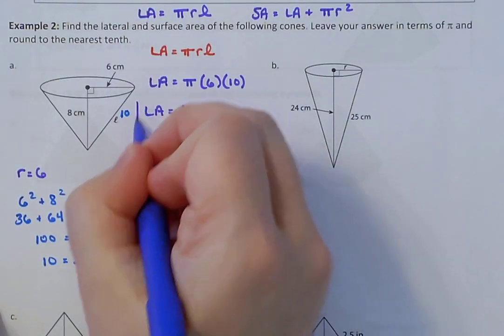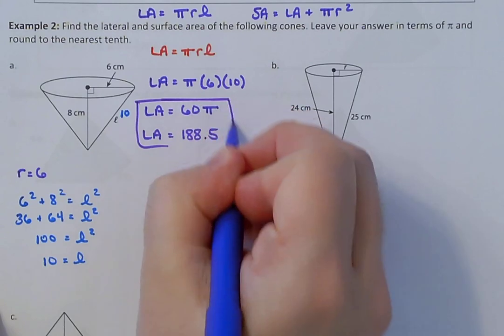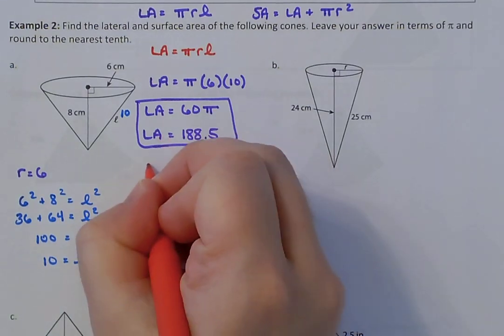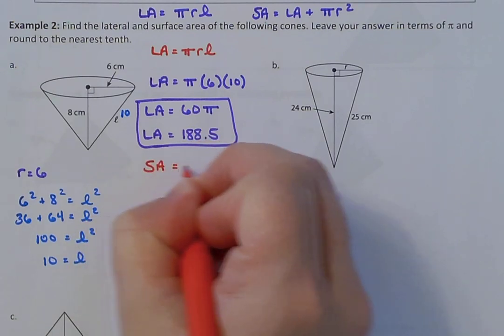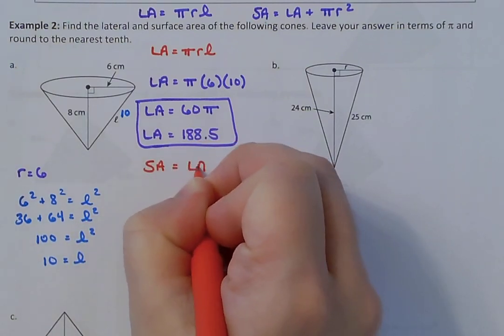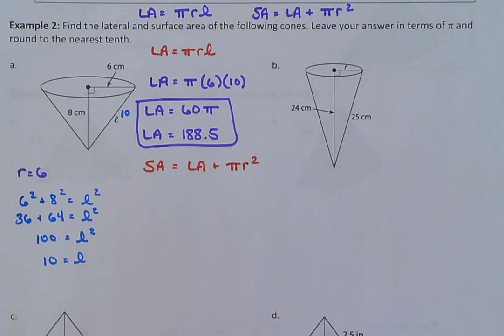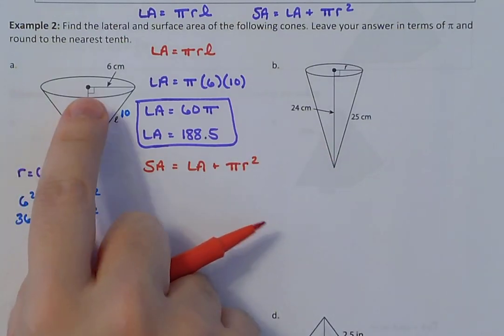So that is our lateral area in terms of pi, and then by multiplying pi in. Alright, so we have our lateral area. So our surface area is the lateral area plus pi r squared. That's the area of the base, this circular base.